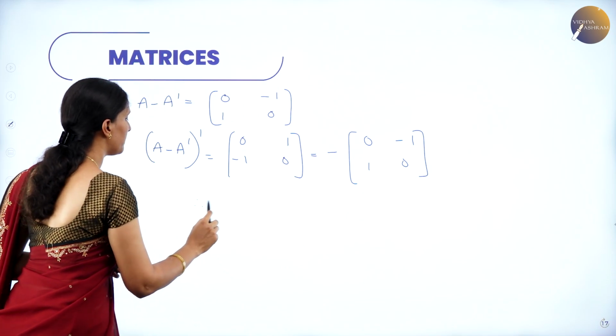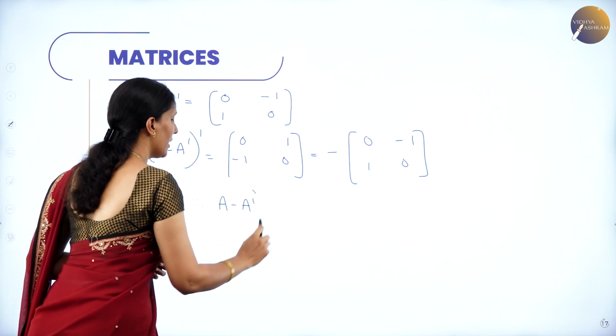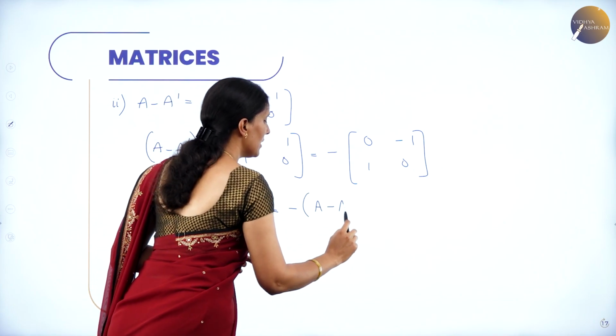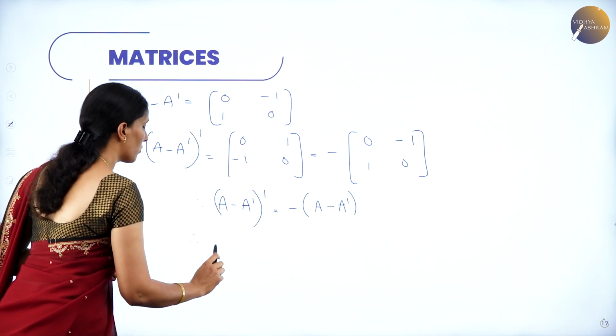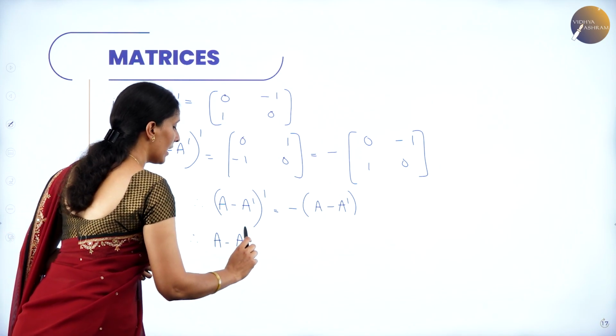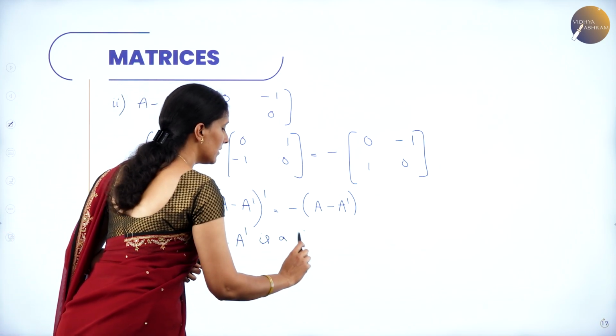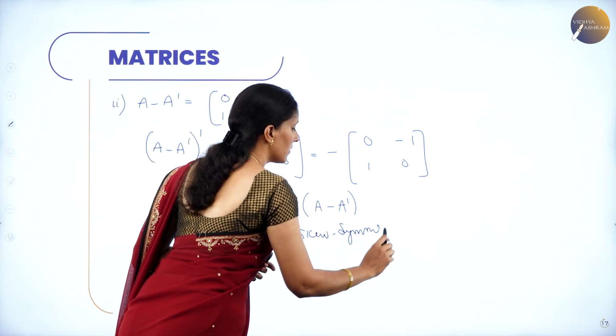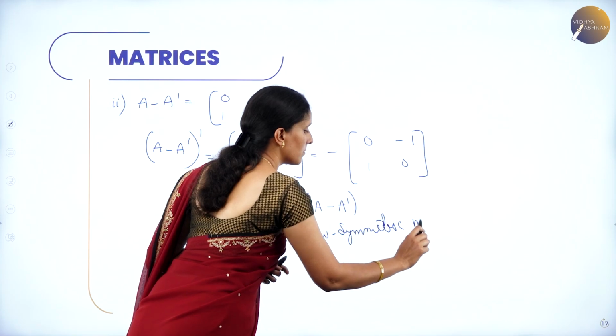So, clearly A minus A transpose whole transpose is equal to minus of A minus A transpose. Therefore, A minus A transpose is a skew symmetric matrix.